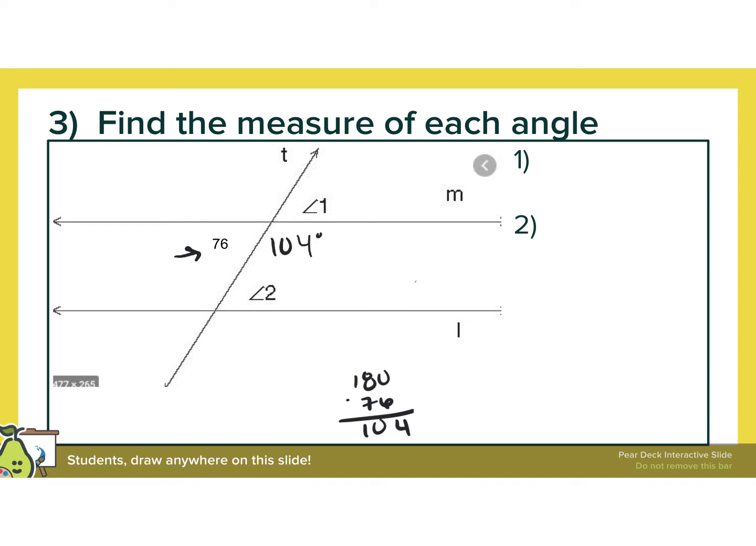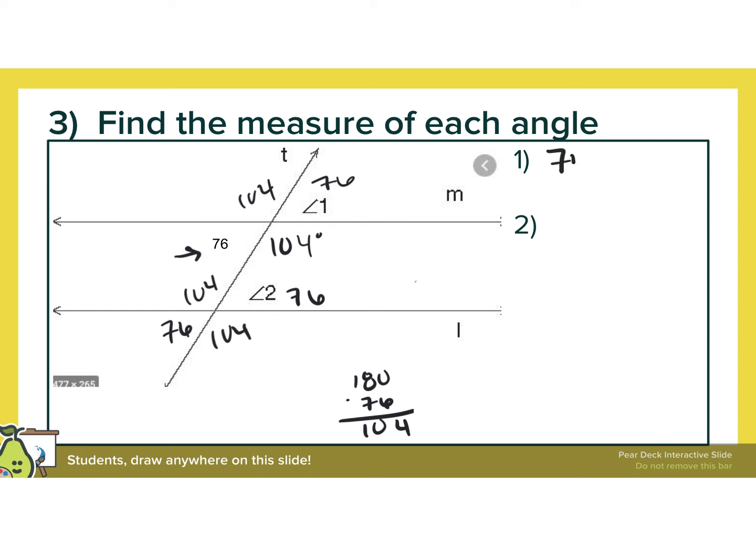I'm going to fill in all the 76's first. First is the vertical, then the alternate interior, then the corresponding. Everything else is 104. 4 of the angles are 76. 4 of the angles are 104.